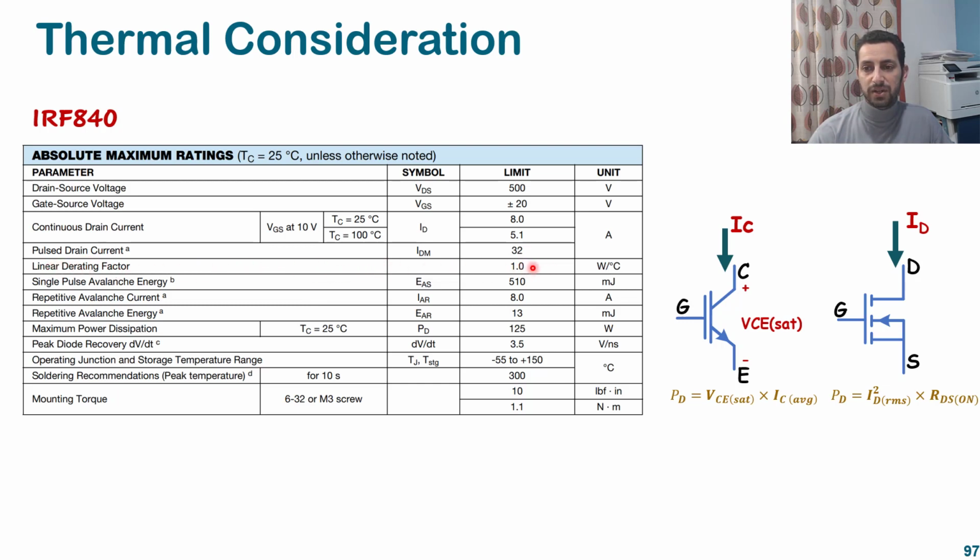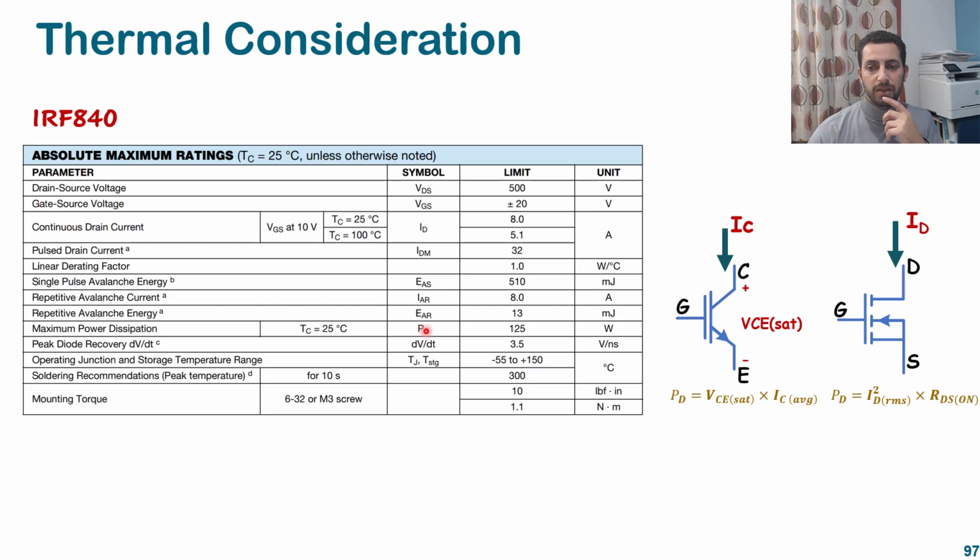That linear derating factor says it's 1 watt per degree Celsius. That means for each 1 degree Celsius increase above the ambient, I will lose 1 watt of the capability of dissipating power. That means if I have 10 degrees above the 25, so my MOSFET has a temperature of 35, I will lose 10 watt from my maximum power dissipation, for example 115 instead of 125. And if I'm working at different temperatures, I will lose a proportional amount of this.